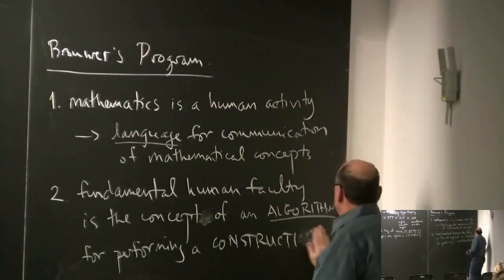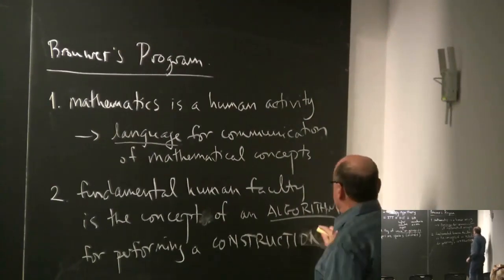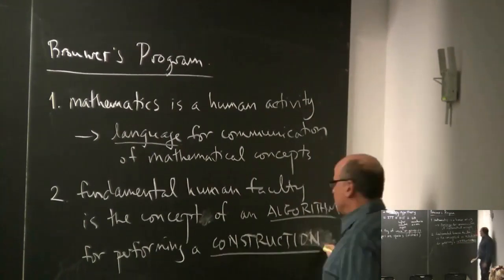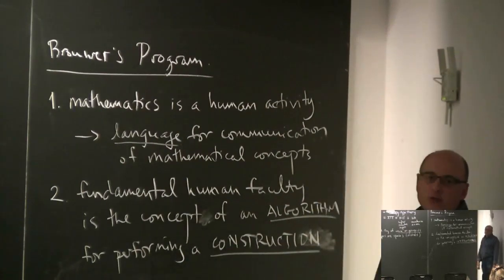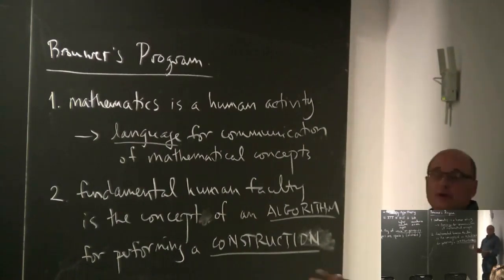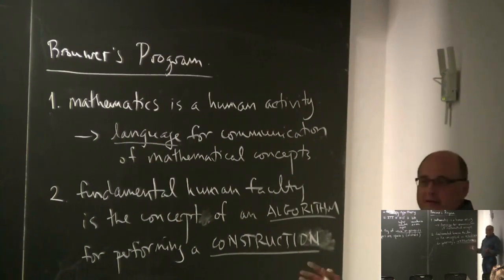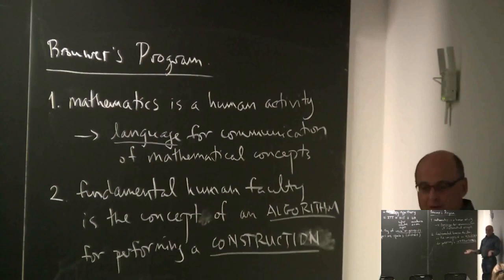Forming a construction. So if I want you to construct something with ruler and compass, I say you take a line, you take another line, you drop a perpendicular, you sweep a circle, and so on, like the ancient Greeks did. And what have I told you? I've told you an algorithm.